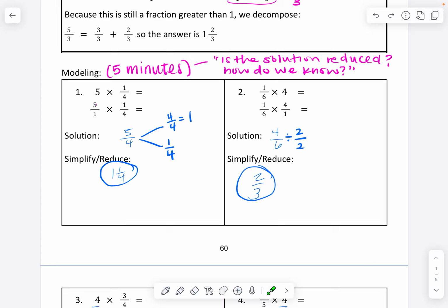And in this example, same thing, 1 times 4 is 4, and then 6 times 1 is 6, giving us a solution of 4/6. Is the solution reduced? It is not. How do we know? Well, because 4 and 6 can both be divided by 2. They are both multiples of 2. And so when we divide by 2, we get 2/3.